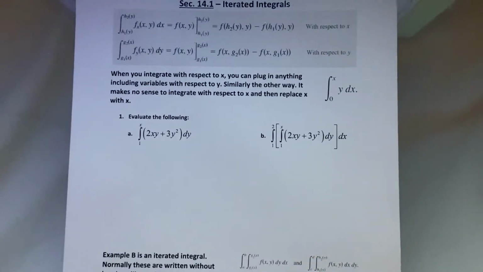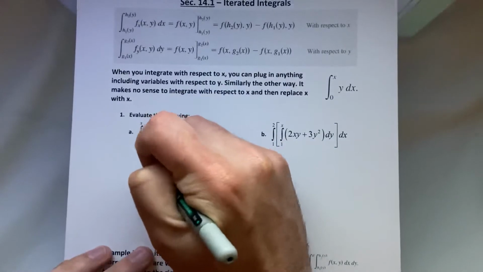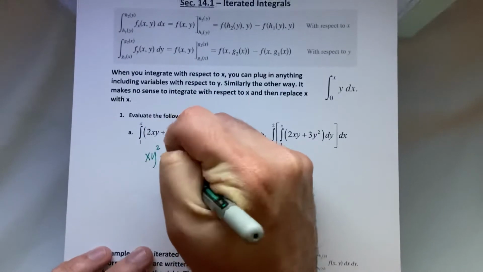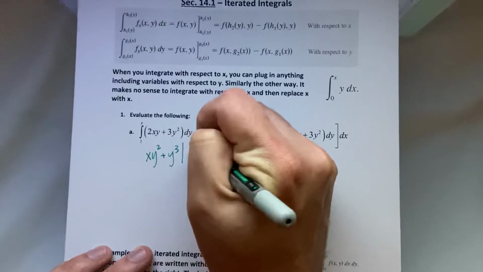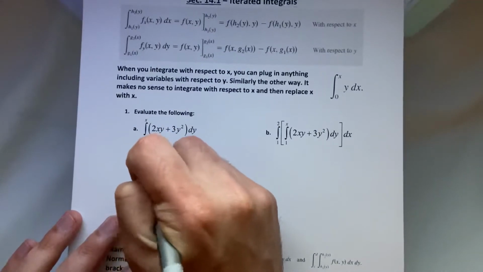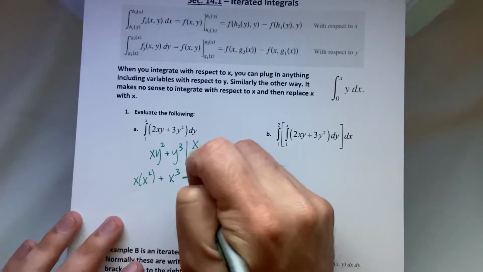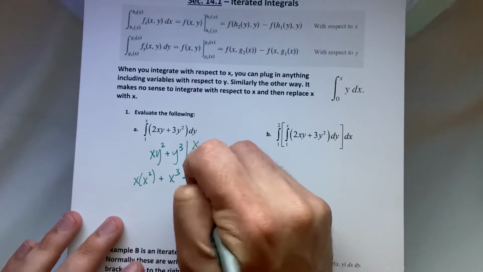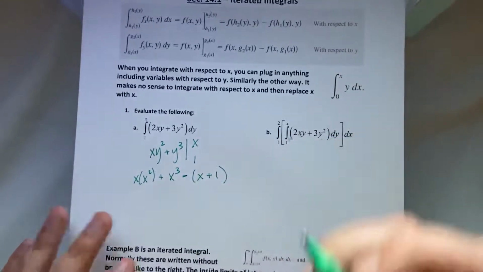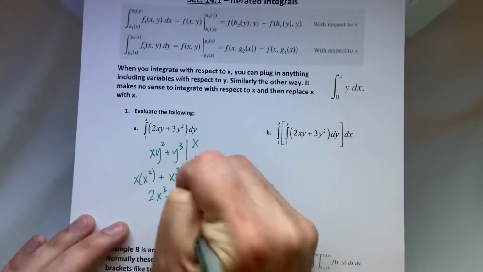Evaluate the following: the integral from 1 to x of 2xy plus 3y squared dy. This means we're integrating with respect to y, which means this becomes xy squared plus y cubed, evaluated from 1 to x. Now we simply plug in x and we plug in 1. So we have x times x squared plus x cubed, minus x plus 1. So that means that's 2x cubed minus x plus 1.